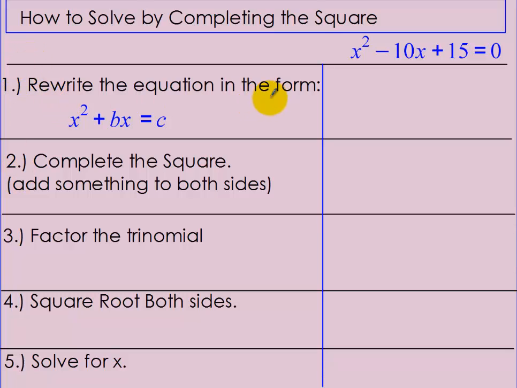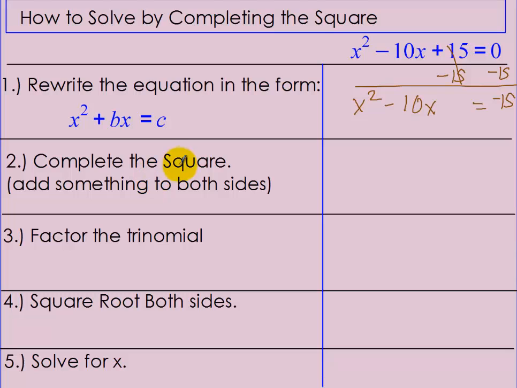So rewrite the equation in the form x squared plus bx equals c. So I don't want an equals 0 like this case. I want the c term, just the constant or the number term, to be on the right side, and everything with the variable to be on the left. So what I'm going to do is subtract 15 on both sides of the equation. And when you subtract 15, you get x squared minus 10x, these cancel out, equals negative 15. So now I'm set up in the right form.